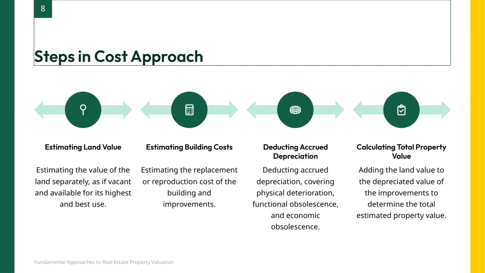improvements on the property. After that, we deduct accrued depreciation, which takes into account physical wear and tear, any functional obsolescence due to outdated features, and economic obsolescence from external factors affecting value. Finally, we add the land value to the depreciated value of the improvements to arrive at the total estimated property value. This step-by-step process gives a comprehensive picture of the property's worth using the cost approach.